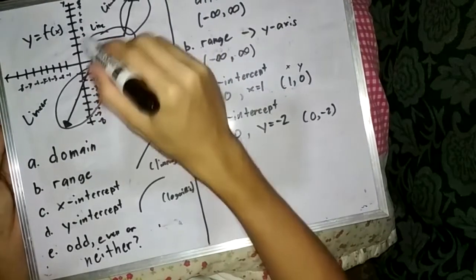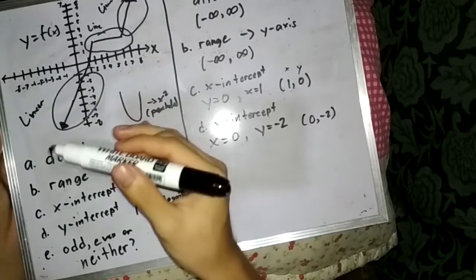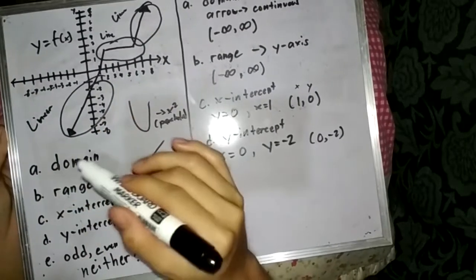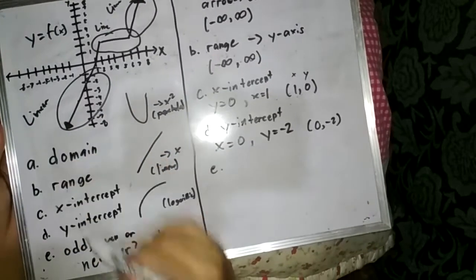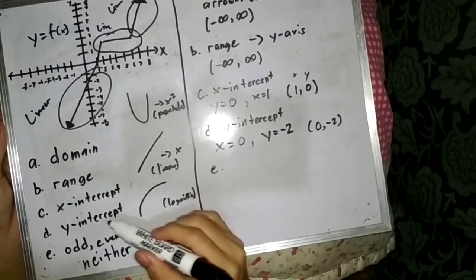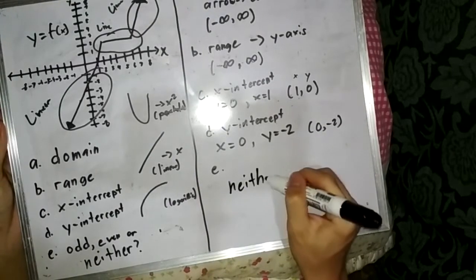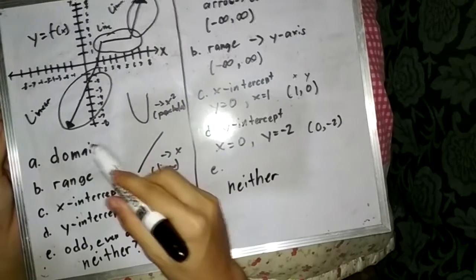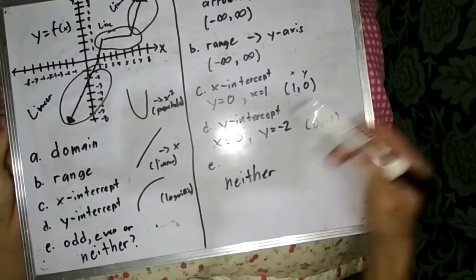So therefore, the graph itself is not symmetrical, or you can say you cannot determine how you will solve whether it is an odd or an even. So the answer there would be neither, because there is no way for you to determine if it is odd or even.